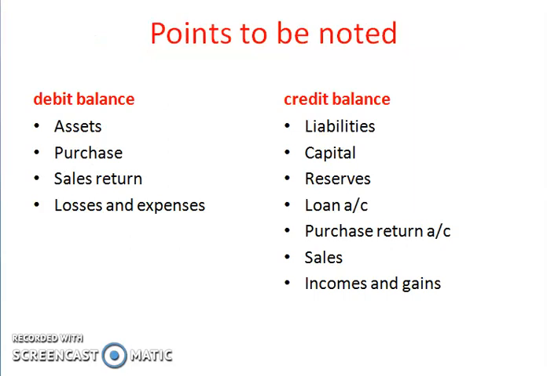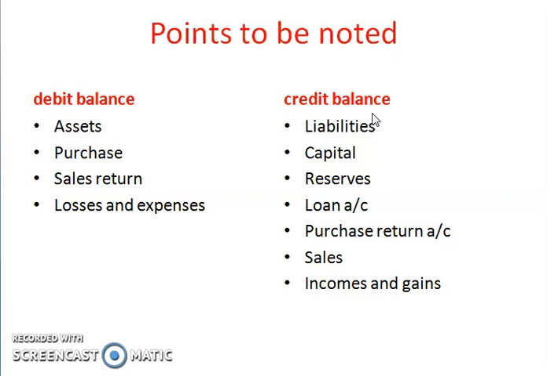Now let us see what are the points to be noted while preparing trial balance. All asset accounts have debit balance: cash account, bank account, bills receivable account, debtors account, stock account, building account, plant and machinery account, furniture account, goodwill account, etc. These accounts are written on the debit amount column of the trial balance. Then all liabilities accounts have credit balances. Creditors account, bills payable account, outstanding expense account, income received in advance account, bank overdraft have credit balances and are written on the credit side amount column of the trial balance.